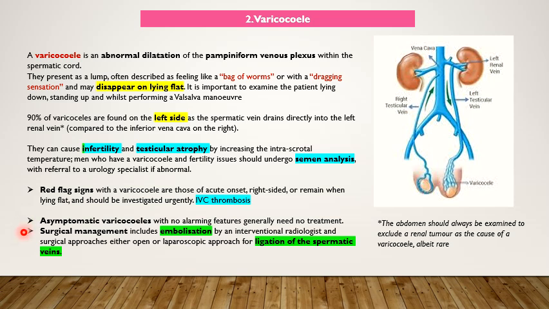Surgical treatment: if they are big, or if the patient's semen analysis shows testicular atrophy, then you may want to embolize these veins, these testicular veins, the pampiniform plexus. Embolization or ligation of the spermatic vein. The spermatic vein or left testicular vein here, you ligate them and this will obliterate them.